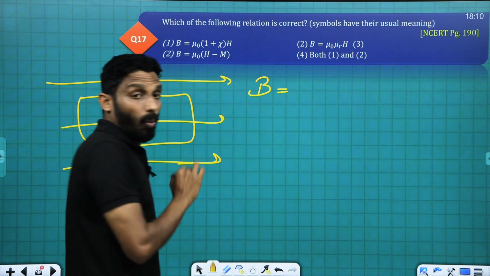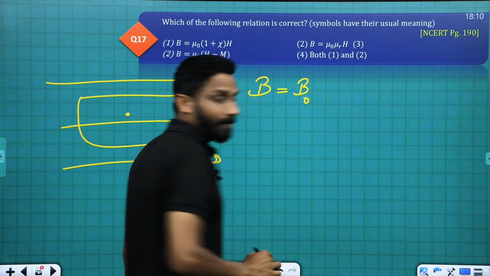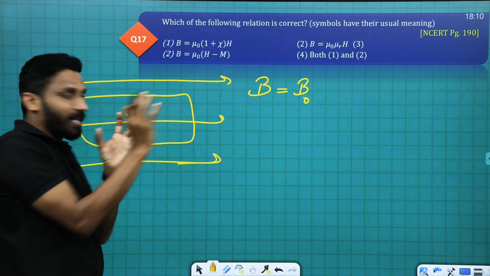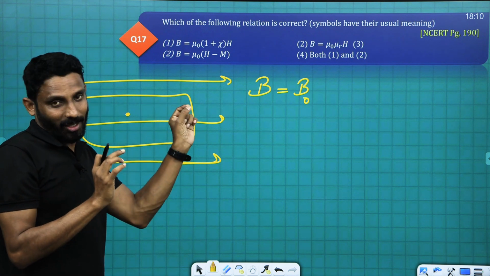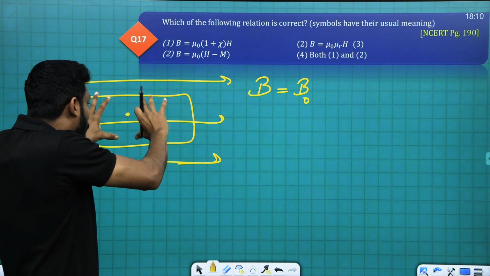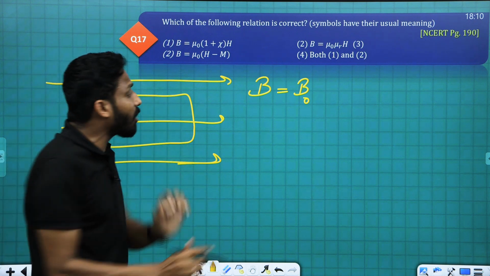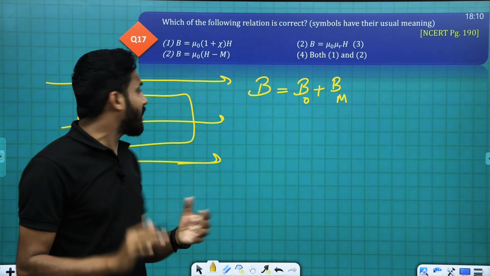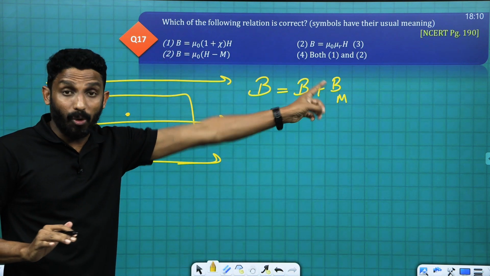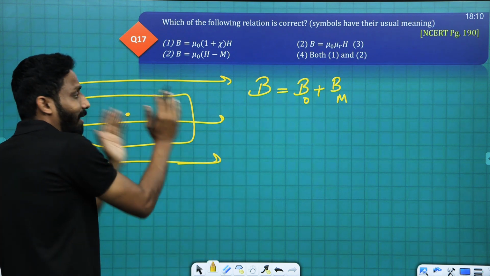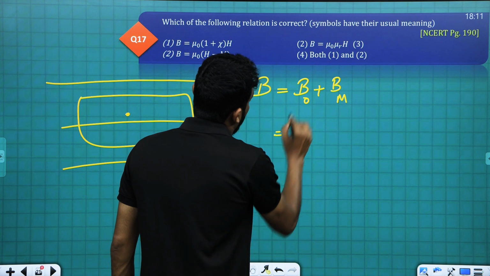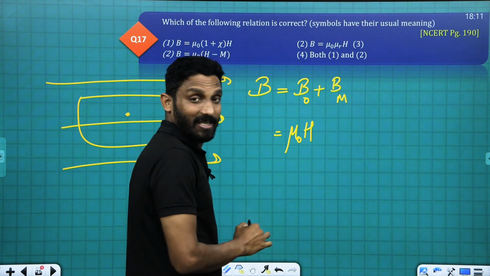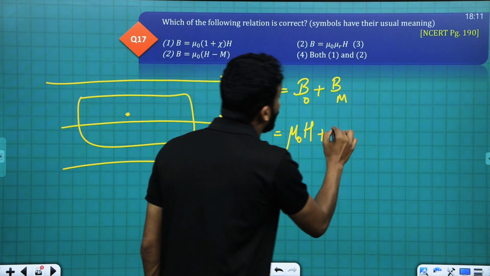B is equal to one value, B naught. That is, if this material is not present here, then the value there will be B naught. And due to the presence of this ferromagnetic material, one additional quantity will be added, that is Bm, due to magnetization of this material. This term is contributed due to the quality of the material. And this is mu 0 into H plus mu 0 into M.